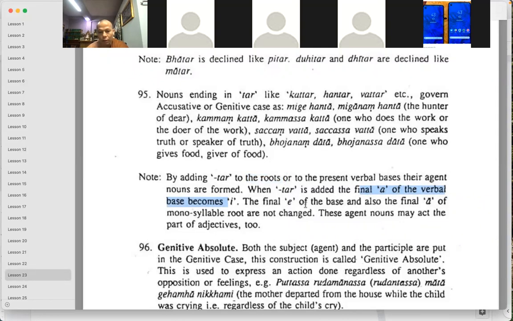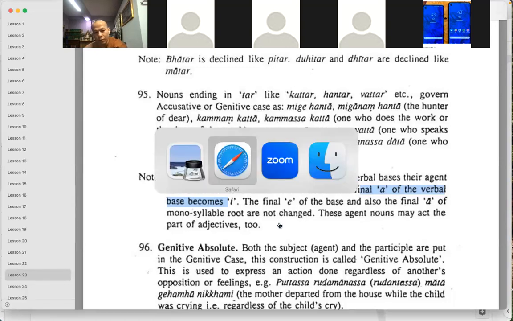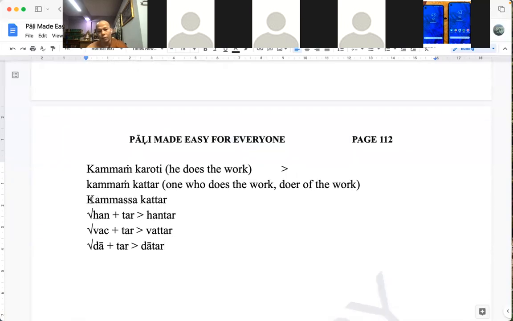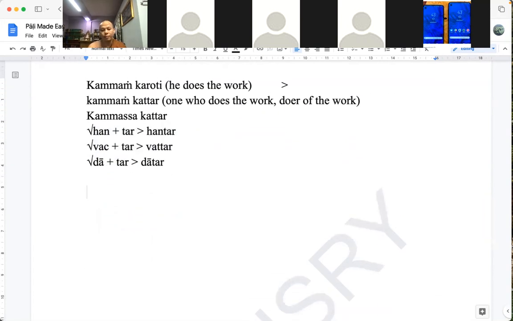So the final e of the vowel base, or the final r of a monosyllable, is not changed. The agent noun may act the part of the adjective too. Actually, that one is not so fixed. But to my knowledge, most agent nouns come from the root, like handa, wada, data, but maybe the seven group.